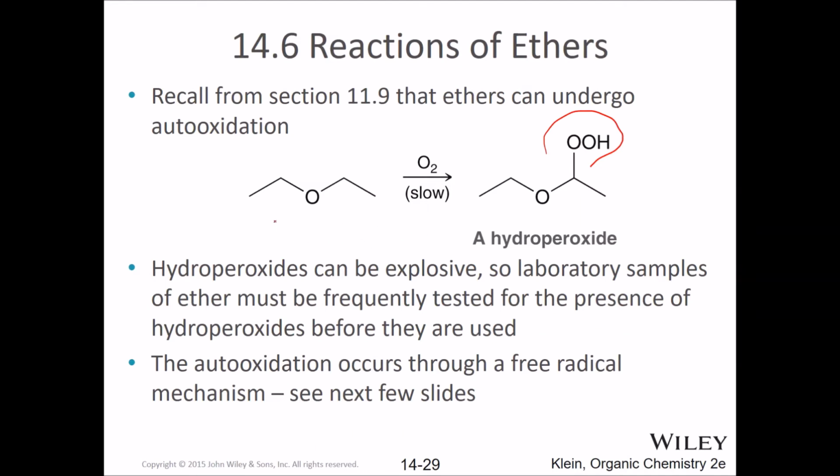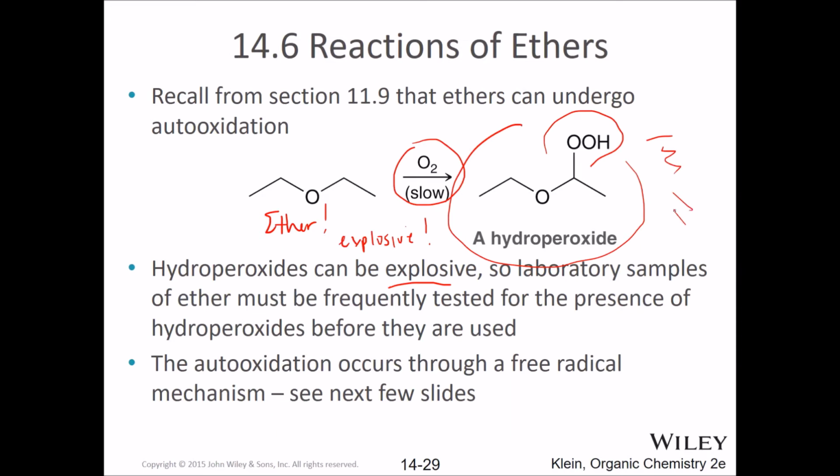You may have heard that ethers are explosive. Why? Because when they have access to molecular oxygen, they make peroxides or a hydroperoxide. Look at that, and they can be explosive. This is really the thing that's explosive right here. This is the bad thing. Boom. Watch out. So laboratory samples of ethers must be frequently tested for the presence of hydroperoxides before they're used. Autooxidation occurs through a free radical mechanism.